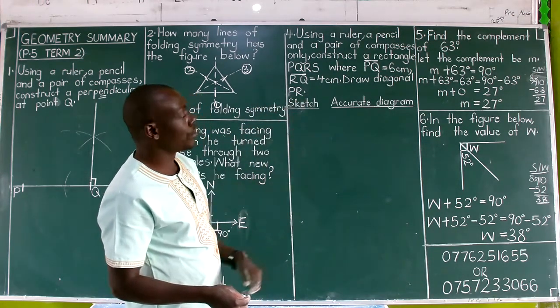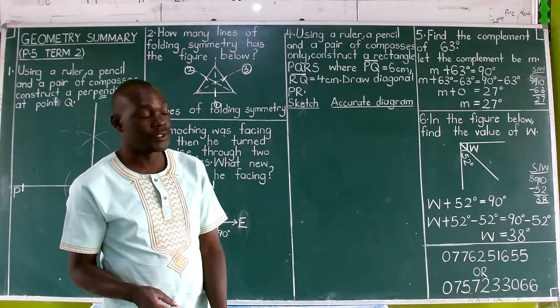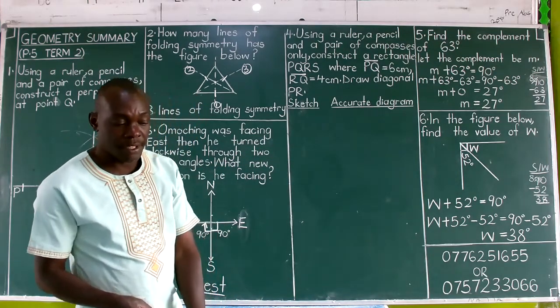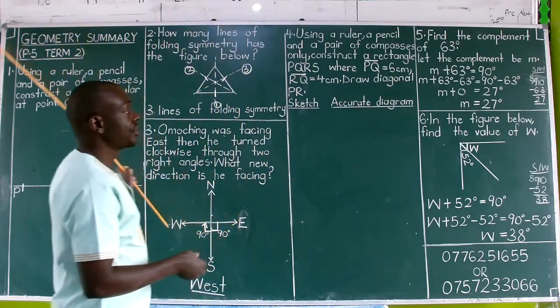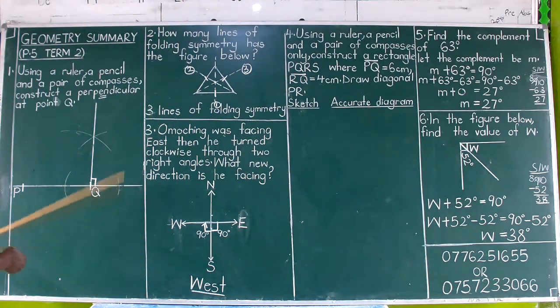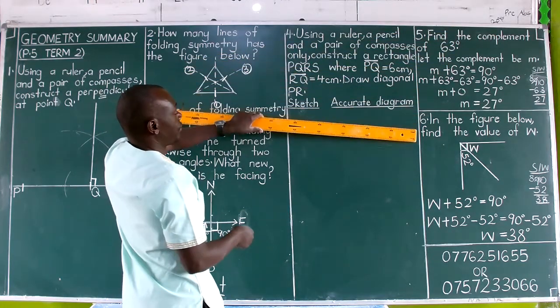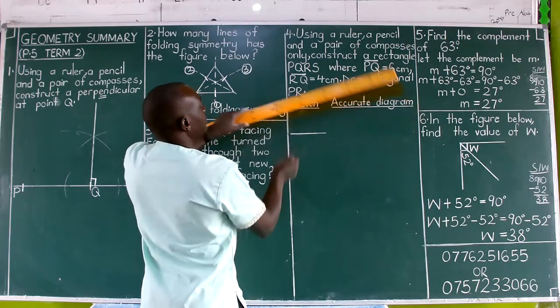Draw in a diagonal PR. So, as usual, as I told you before, we first interpret the question through a sketch. A rectangle is designed like this board. This board is rectangular, so that shape is a rectangle. Even the ruler itself is like a rectangle. We draw a straight line.